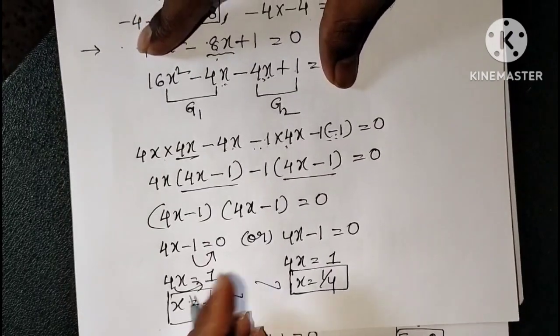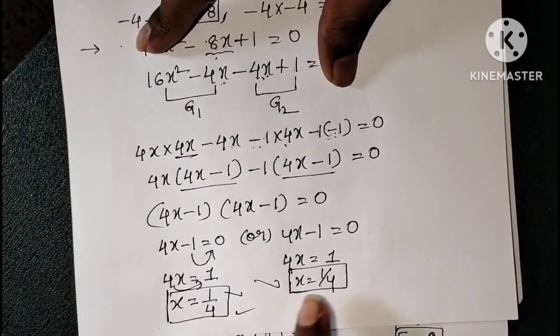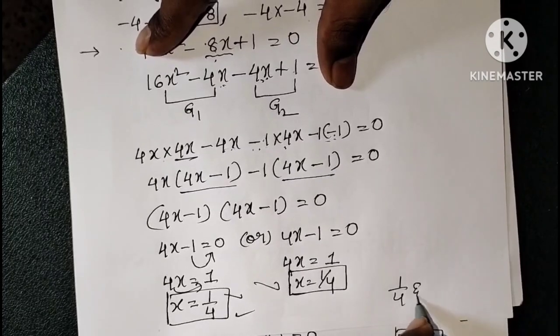So therefore the roots of this quadratic equation are 1 by 4 and 1 by 4.